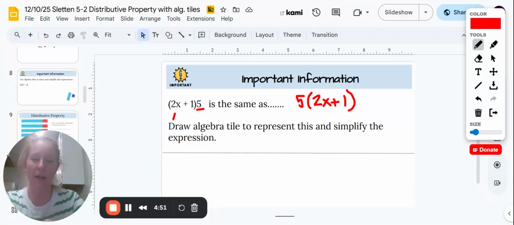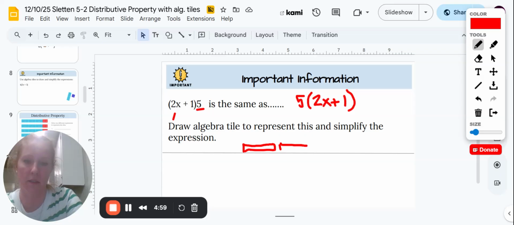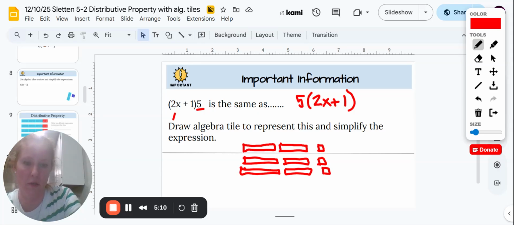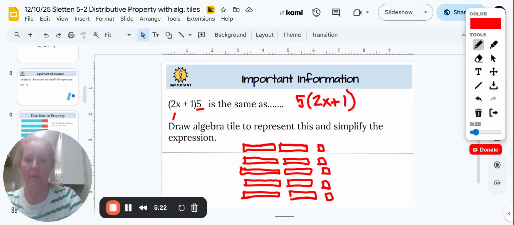So let's draw tiles. Again, draw these in your notes. We're going to make 5 groups with 2x plus 1 in each group. 2x plus 1, 2x plus 1, 2x plus 1. There's 3 groups. 2x plus 1, 4 groups. 2x plus 1. Oh, there's 5 groups.